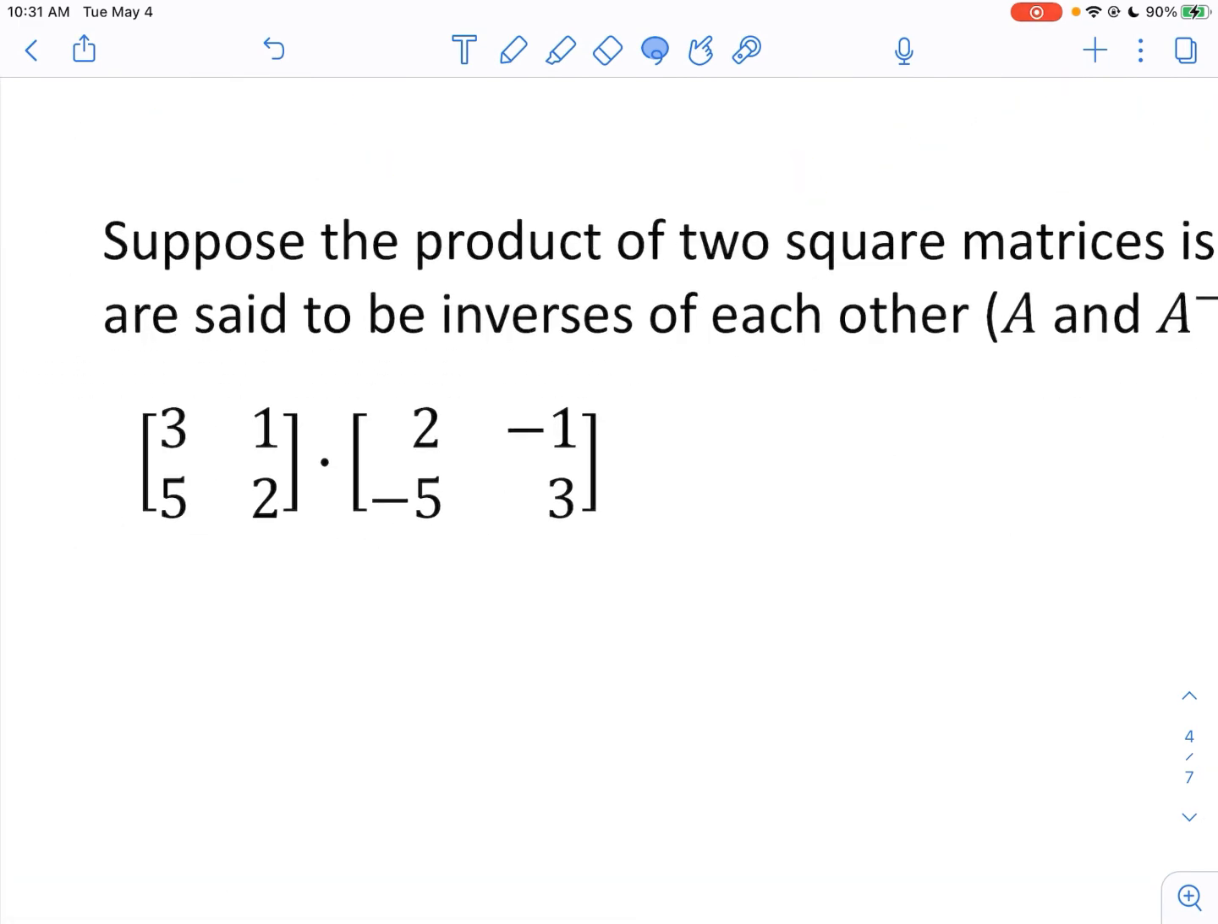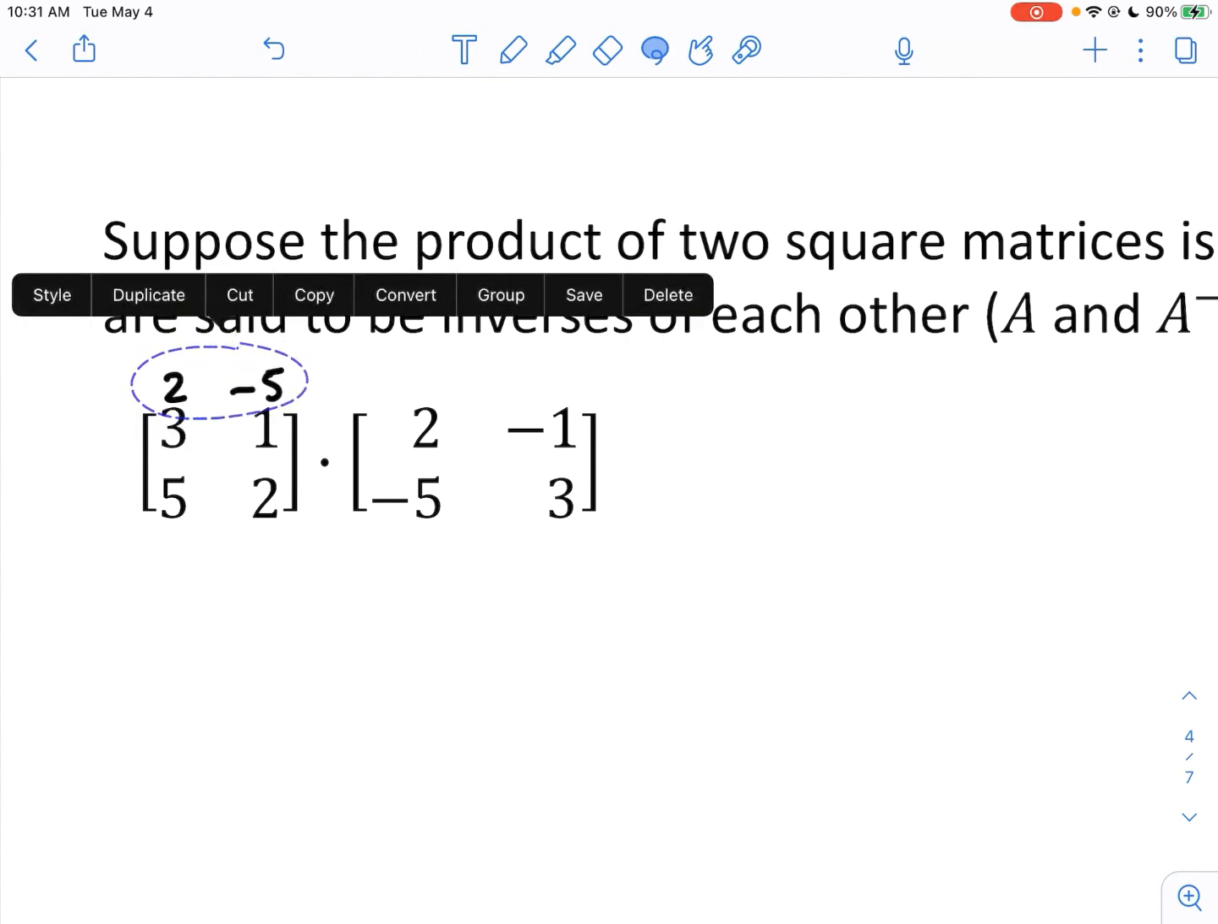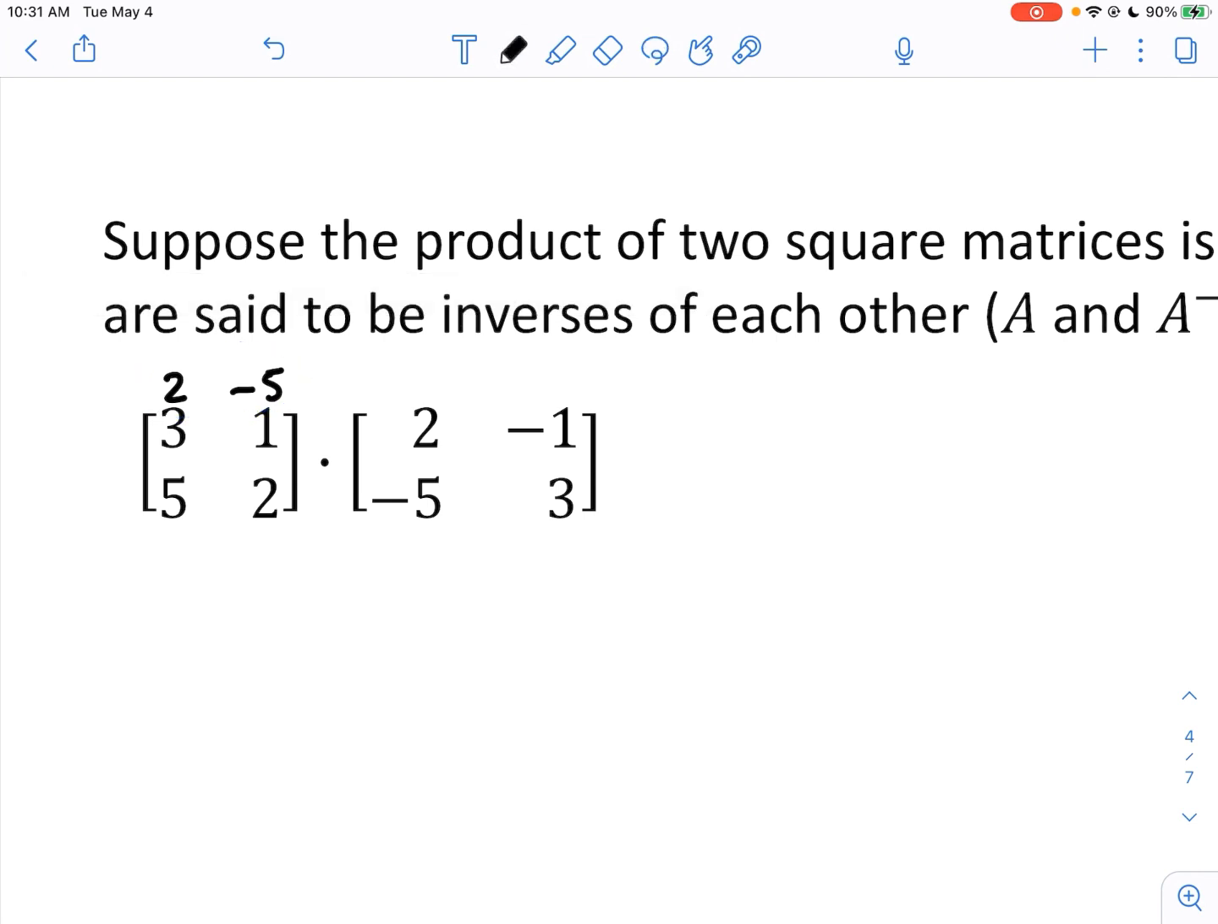Let's go ahead and multiply them. Let's take the 2, -5 and write it over the columns of the matrix on the left and multiply these. So we have 2 times 3 is 6, and then -5 times 1 is -5. Add those results, we get 1 back. Now take 2, -5, drop it here. We're going to get 10 minus 10. We're going to get 0.